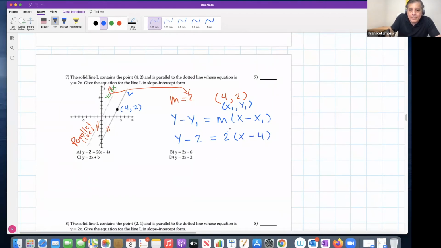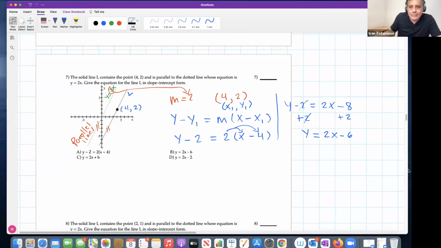Do the math. This is y minus 2 equals twice x, 2 times minus 4 is minus 8, and adding 2 to both sides of this equation, y equals, after canceling these two, twice x, minus 8 plus 2, minus 6, right? Minus 6. And that is the answer for this question. Very good, guys. Okay, minus 6.